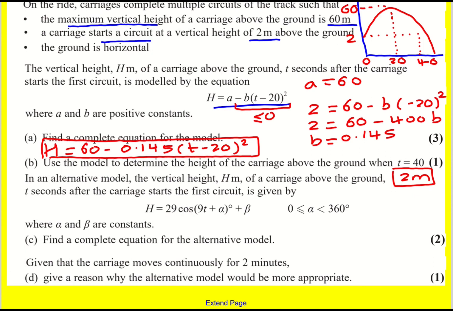Now, in an alternative model, the vertical height of the carriage above the ground is given by a trig equation, where alpha and beta are constants. Find a complete equation for this model. I'm going to, first of all, substitute in t equals 0 this time. So 2 equals 29 cos alpha plus beta. It doesn't quite cancel out in the same way it did for the quadratic. And then I'm going to put 60 in, which is 29 cos (9 times 20, so 180, plus alpha) plus beta.